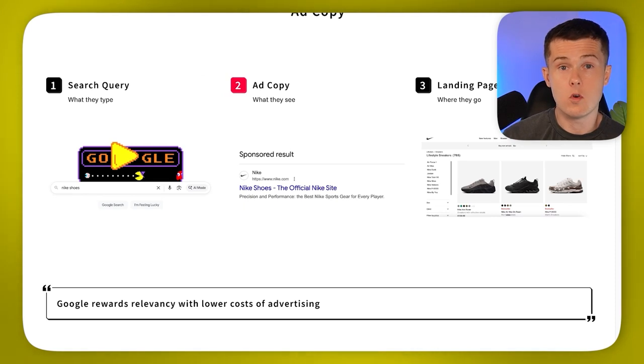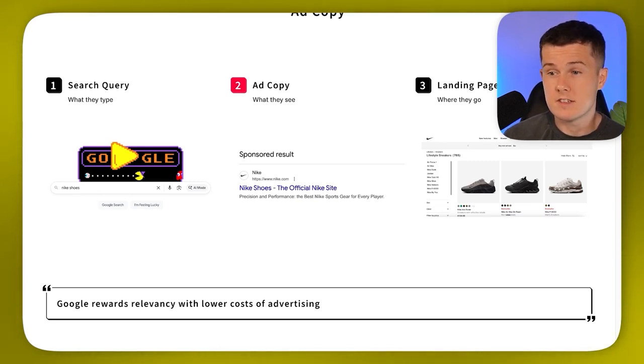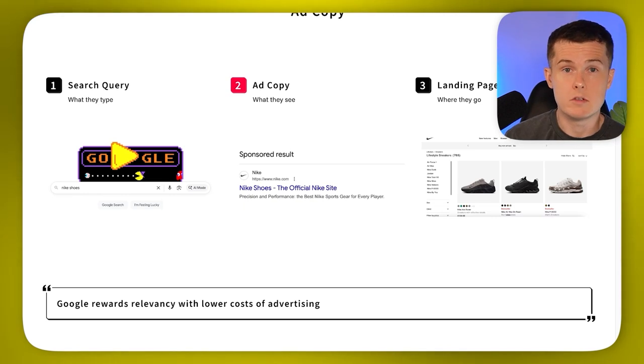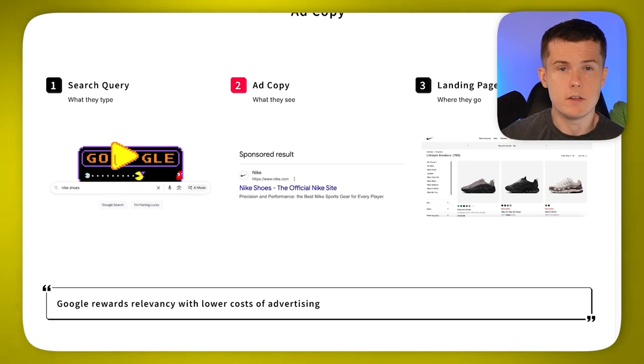A higher quality score means lower cost per clicks. We're talking about paying 30%, 40%, sometimes even 50% less for the same clicks as your competitors. I've seen campaigns where fixing the congruency chain has dropped CPCs from $3 all the way down to $1.50, while actually improving conversion rates. Think if you were able to get twice as many clicks for your budget and increase your conversion rate. The unit economics would make so much sense.